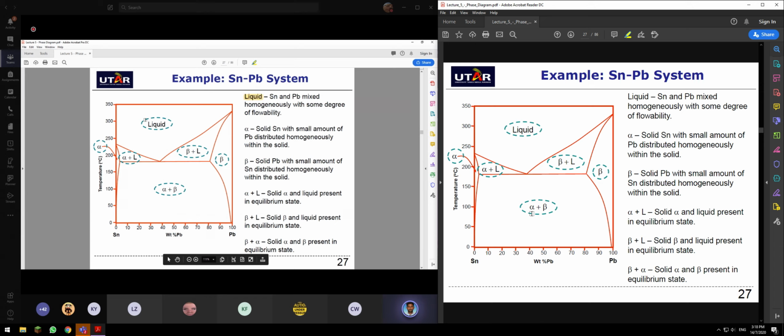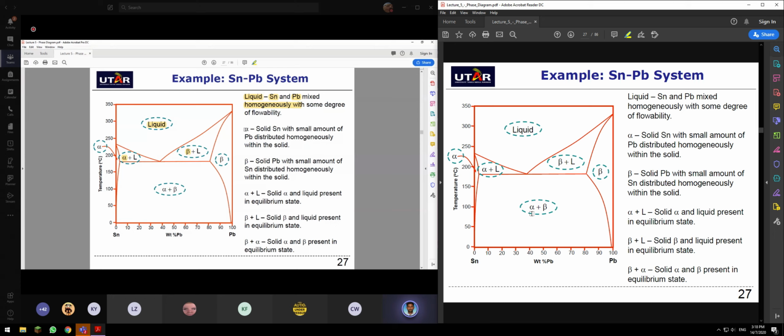Okay, liquid. So this is liquid. Stannum, which is tin, and plumbum, which is lead, mix homogeneously with some degree of flowability because this is pure liquid. Okay, it is almost homogeneous. So you have only one phase, which is liquid. There's no distinct phase separation. Here, it is still liquid, but you have a distinct separation of phase.